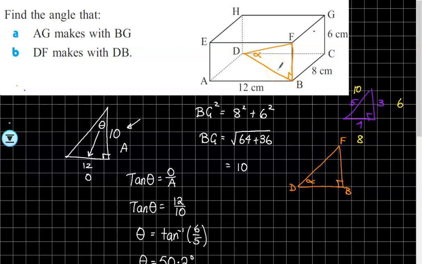In order to find an angle, we need at least 2 other lengths. Yes, my friend? We have the 6 centimeters. Right, 6 centimeters. So that's 6 there.